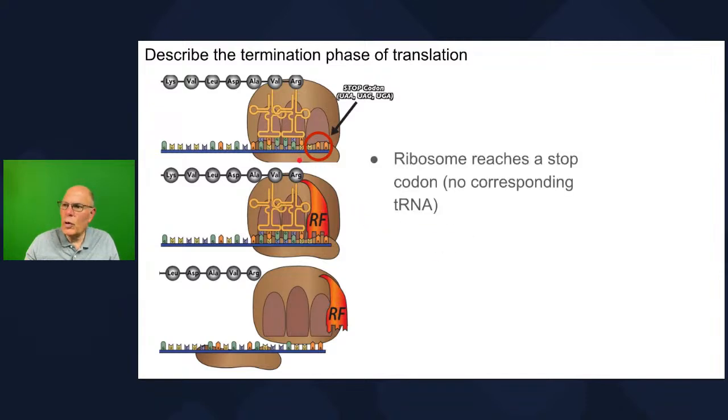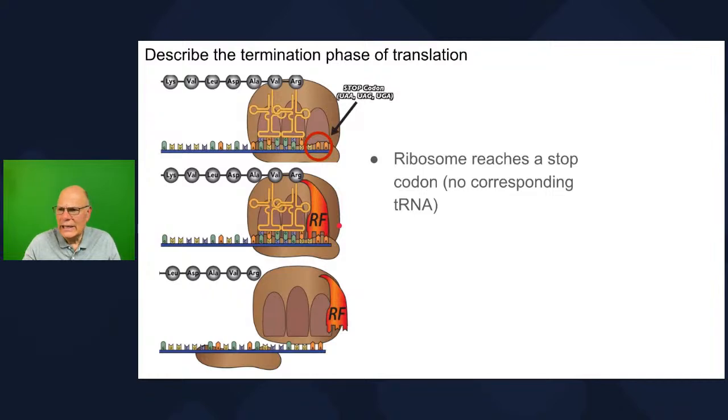At a certain point, the ribosome reaches what's called a stop codon. So the genetic code that you saw a couple of slides ago has codes for amino acids, and it also has punctuation. And when I say punctuation, I mean like a period at the end of a sentence. It's not a word, but it designates that the sentence is over. So the ribosome reaches a stop codon. There's no corresponding tRNA. And instead, what comes in is a release factor.